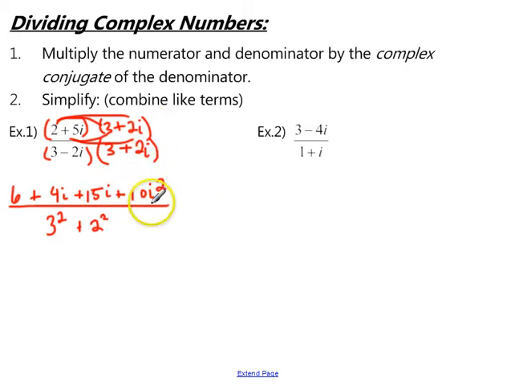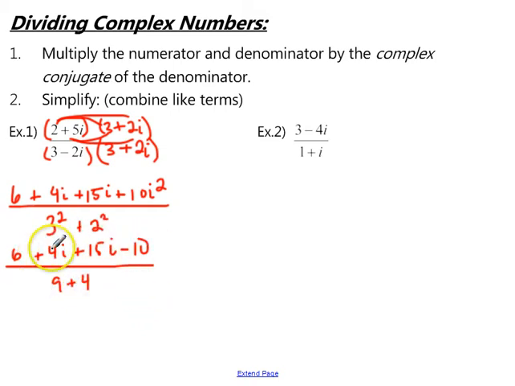And then we're going to simplify this. On the top, we need to substitute this with -1. So again, we have 6 plus 4i plus 15i, and then -1 times positive 10 gives us -10. All over, and we'll simplify this. 3 squared is 9, 2 squared is 4. And then let's simplify the top and the bottom again. 6 minus 10 gives us a -4. Positive 4i plus 15i gives us 19i. And then on the bottom, 9 plus 4 is going to be 13, and this is our final answer.